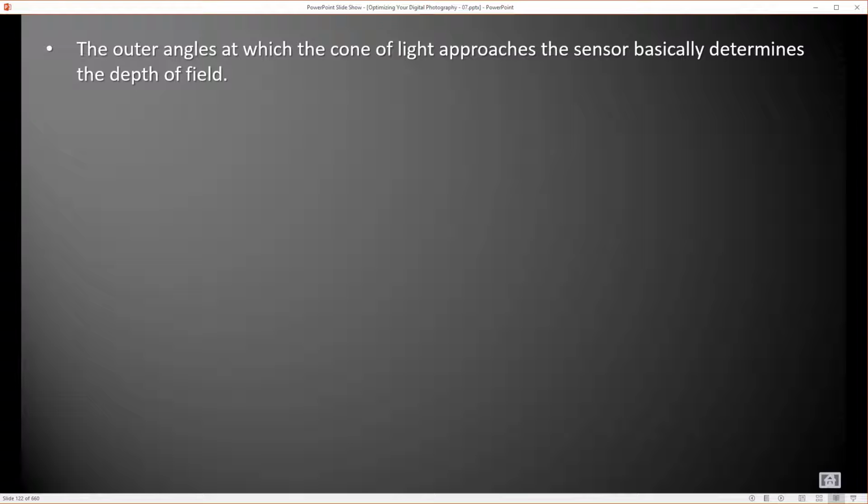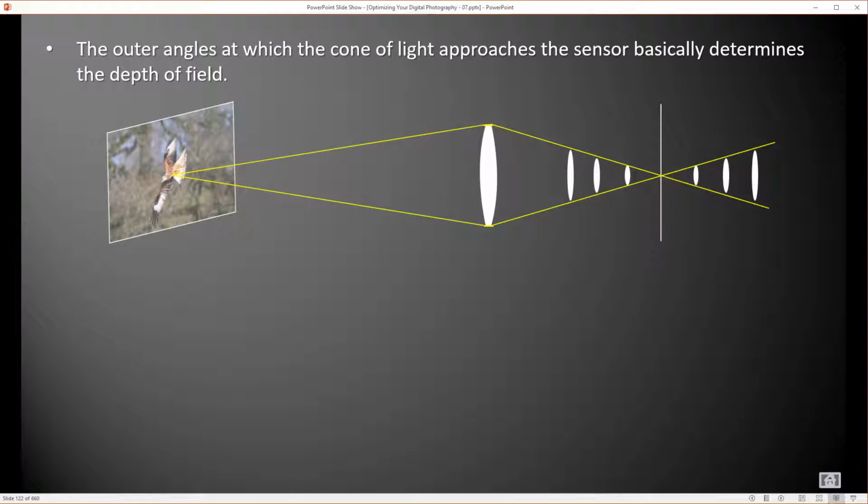So the outer angles at which the cone of light approaches the sensor basically determines the depth of field. And again, I'm going back to these cones of light illustrations, trying to get across this idea that the greater these angles of cones of light, the less depth of field we're actually going to achieve on the sensor. So we've got quite a wide angled cone of light here.